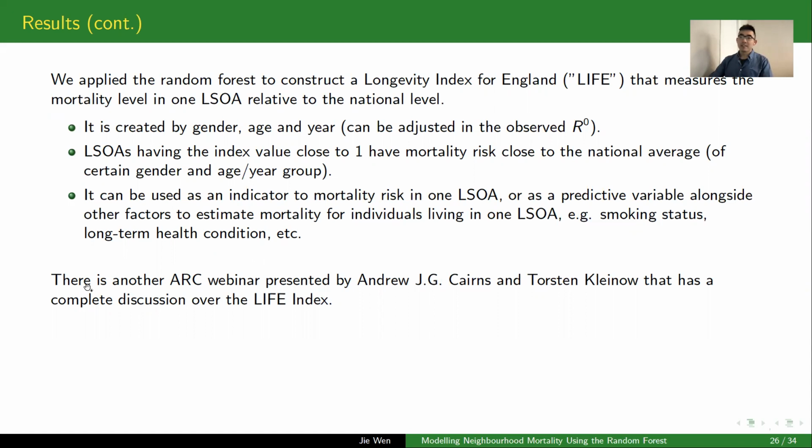By the way, one quite important piece of information here is that there's another Actuarial Research Centre webinar presented by both my PhD supervisors, Andrew Cairns and Torsten Kleinow. That webinar has a more complete discussion of the life index, with more information about the index itself, rather than the technical details of the random forest model. If any of you are interested in this, I'm sure there will be a recording available on the ARC website, or you can contact me directly and I can share that link with you.